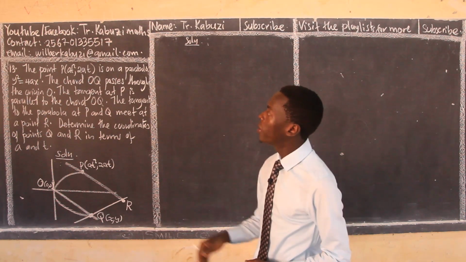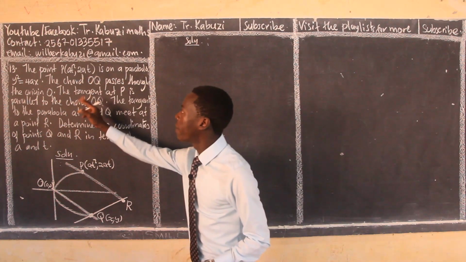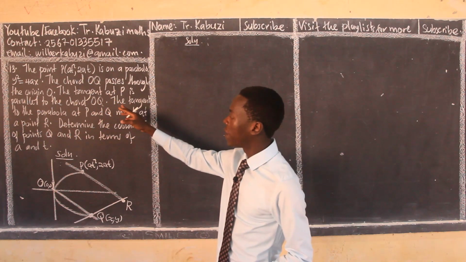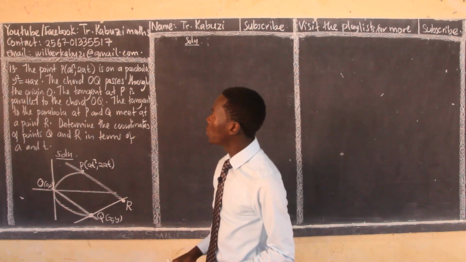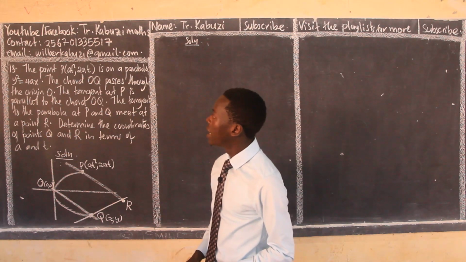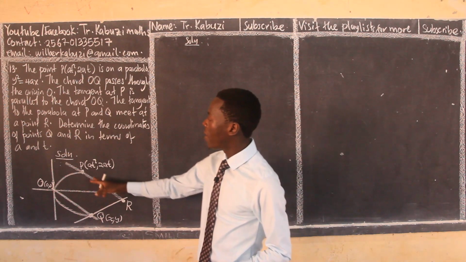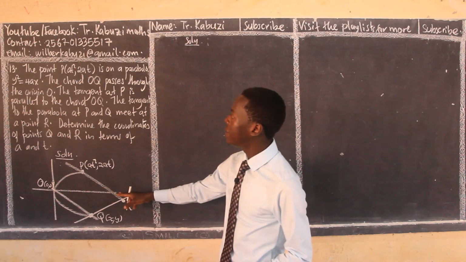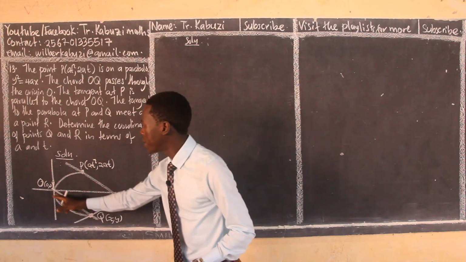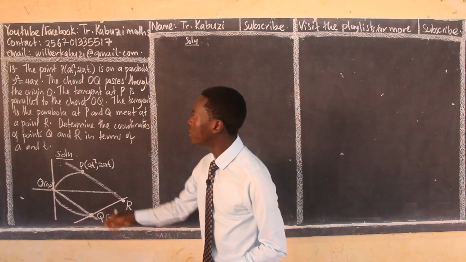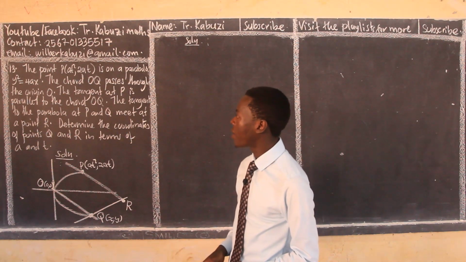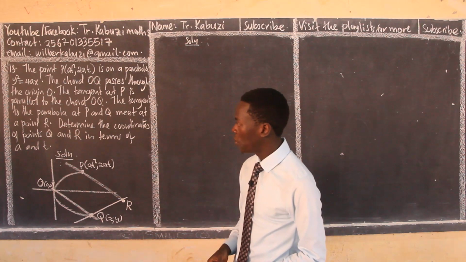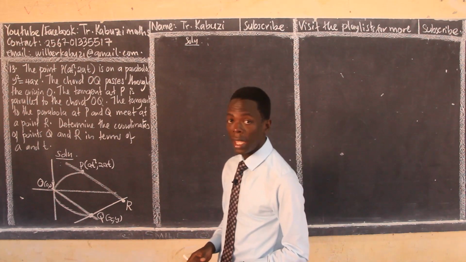It says the point P is on a parabola y squared equals 4ax. I think you see that's the shape of that curve. The chord OQ passes through the origin. The tangent at P, you see there, is parallel to the chord OQ. Now this is my chord OQ. You see the two are parallel. The tangents at P and Q meet at R. Determine the coordinates of Q and R in terms of a and t.